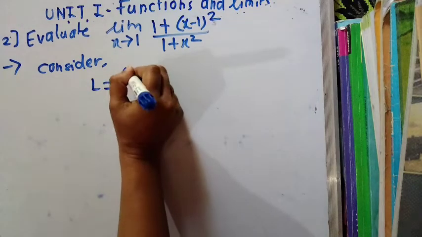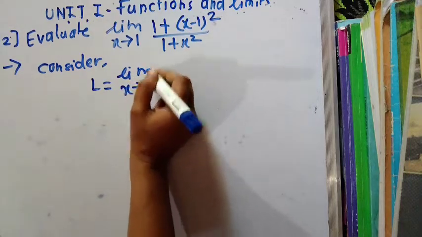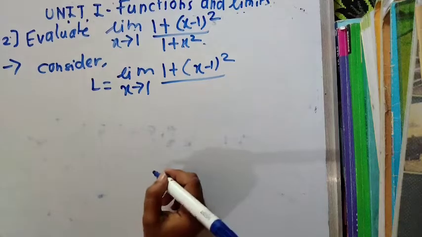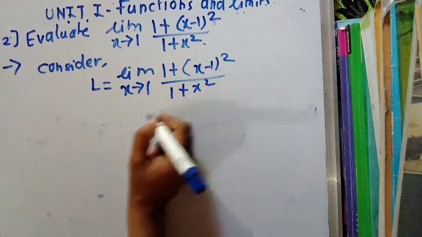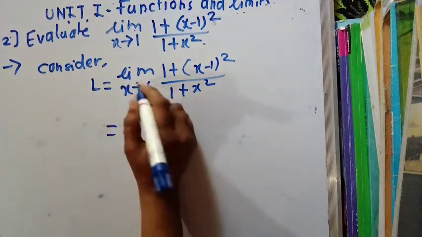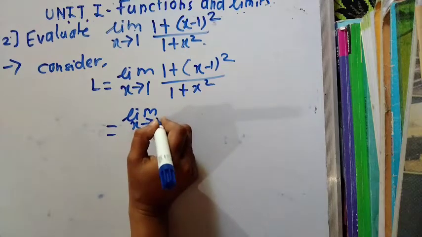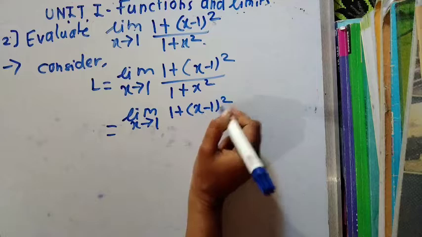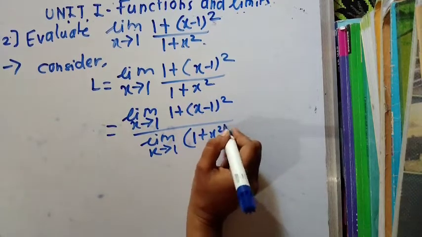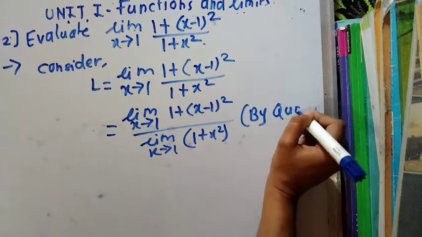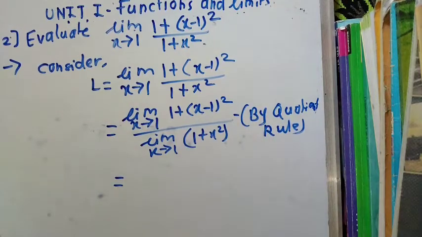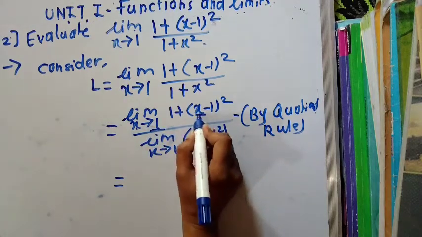L is equal to limit x tends to 1 of 1 plus x minus 1 squared divided by 1 plus x squared, and by the quotient rule, separate: limit x tends to 1 of 1 plus x minus 1 squared divided by limit x tends to 1 of 1 plus x squared, by the quotient rule. Now what to do here: x tends to 1 means we have to put 1 in place of x.